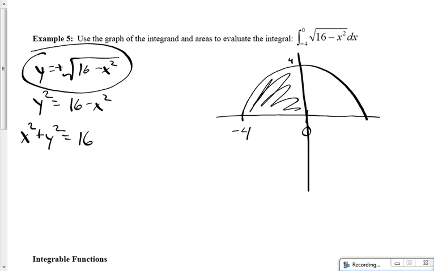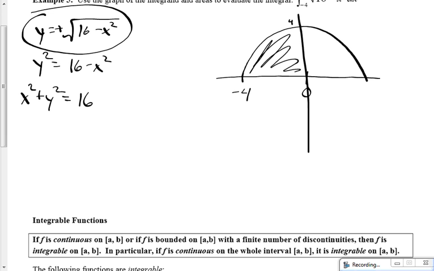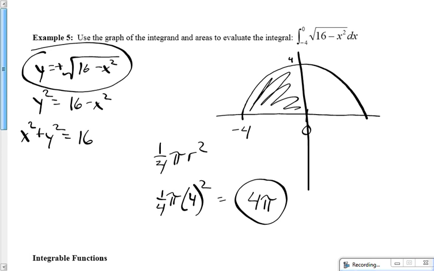Go back to geometry. What's geometry tell you about that area? It's a quarter of a circle, right? It's a quarter of pi r squared. 1/4 times pi times 4 squared. The value of that integral is 4 pi.